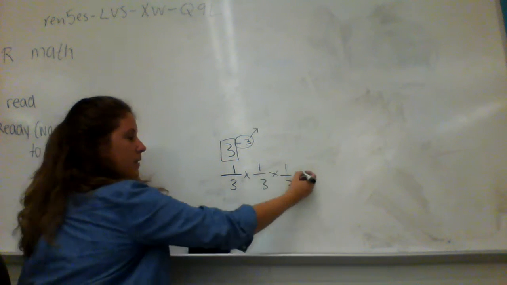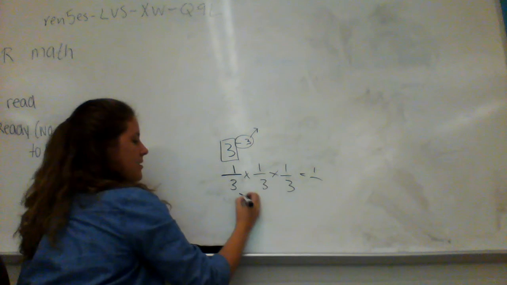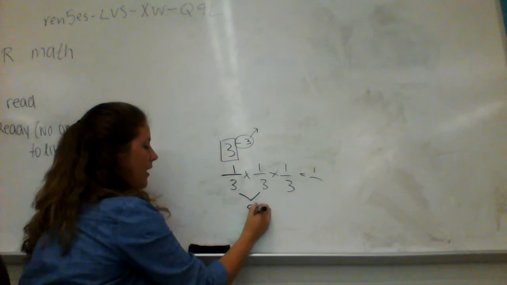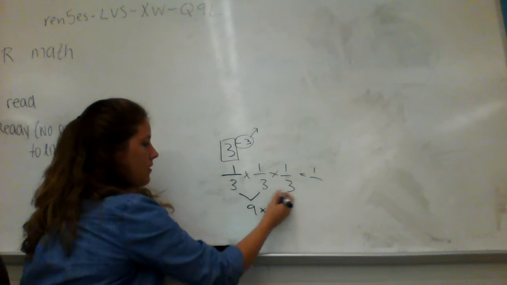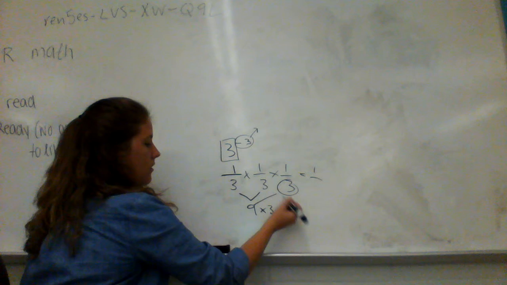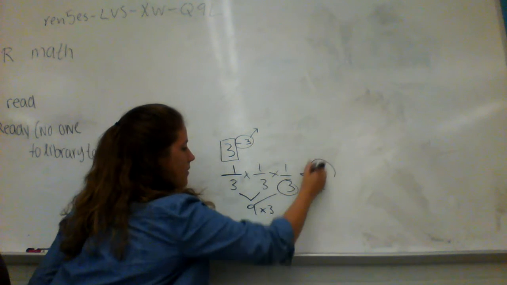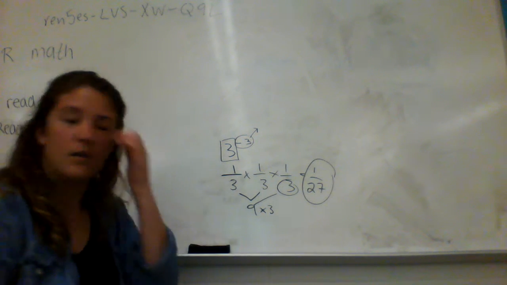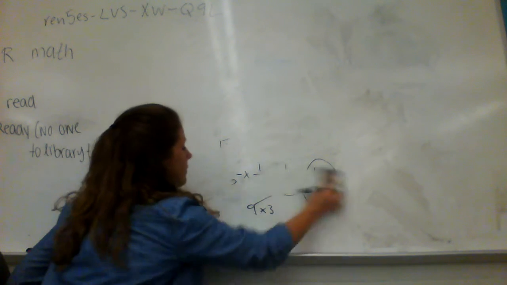1 times 1 times 1. 3 times 3 is 9. 9 times 3 is 27. Next one.